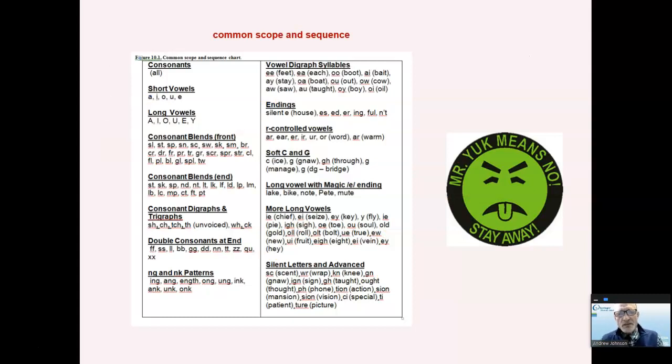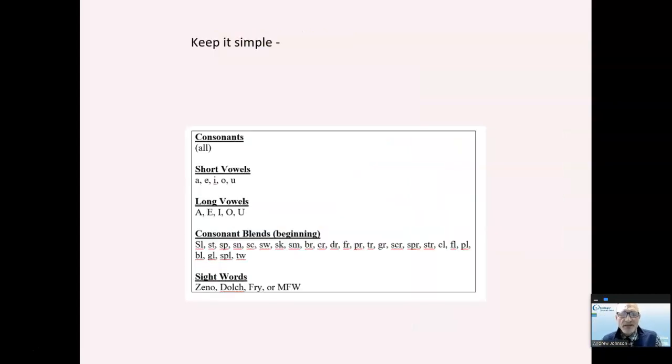Here's a common scope and sequence chart. And again, it's thought by some, this is part to whole. You go through this list in this order, and when you get to the end, then students will be reading. That's just not how human beings learn things, how our brain operates. Keep it simple. Here are some things that you need to kind of learn. It gives you a sense of what you should be teaching in kindergarten and first grade. They should leave kindergarten knowing their letter sounds and 25 to 40 sight words. That's about it. Consonant blends you get to in first grade.